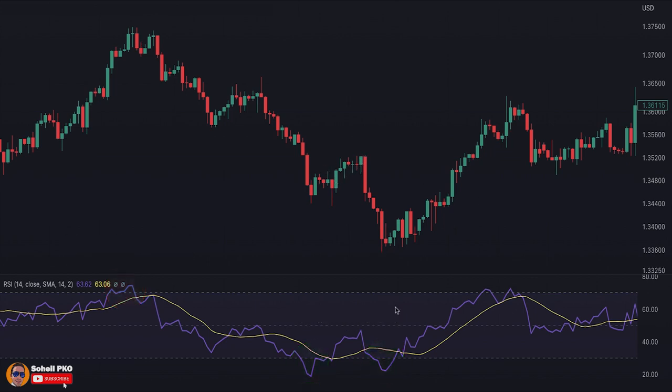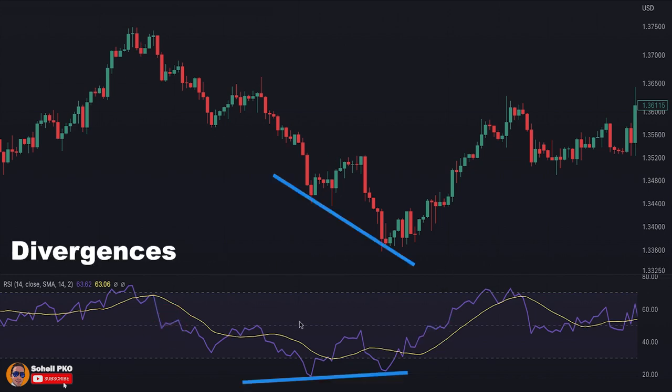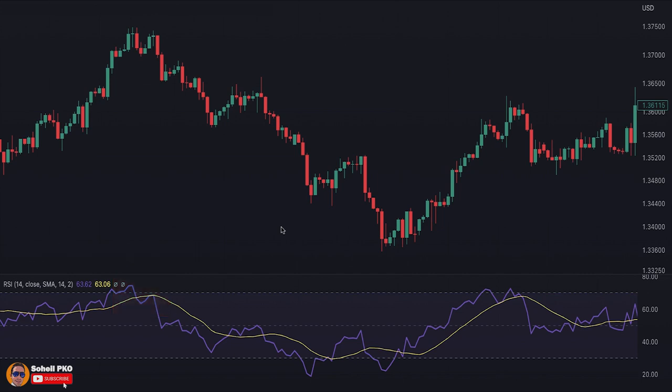But it's not limited to this. It can also be used for centerline crossovers, divergences, and failure swings. You're probably familiar with these interpretations of RSI because I already explained them in another video. In case you missed it, the link is in the description of this video, and I recommend you watch it later so you will learn how you can effectively use RSI.